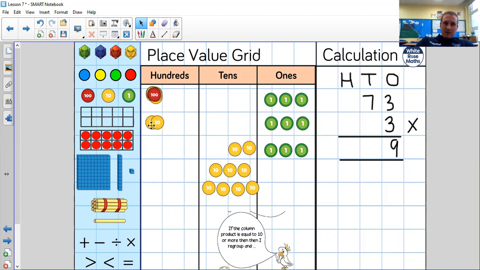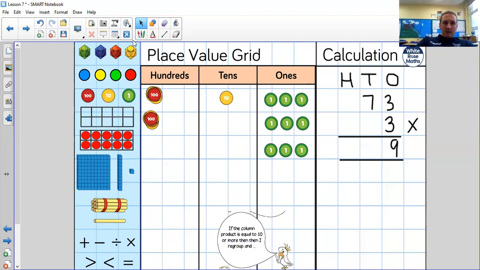Oh, let's put them on top of each other. 2, 3, 4, 5, 6, 7, 8, 9. Oh, look, 10. What am I left with? Hang on. I'm going to put that to the top. But I've just made another 100.